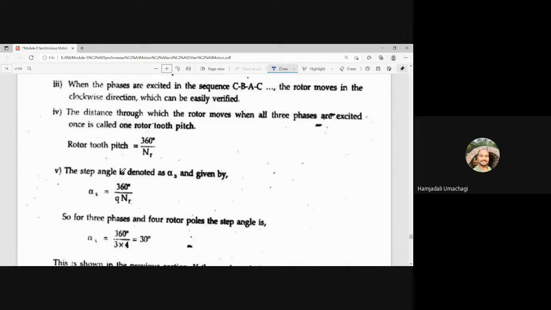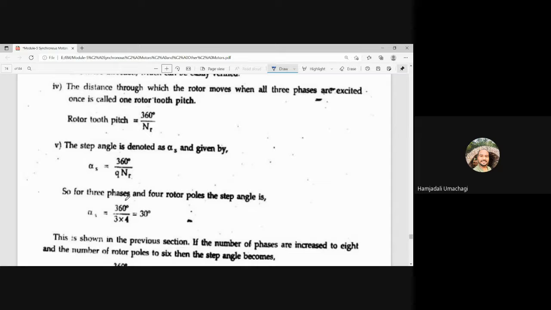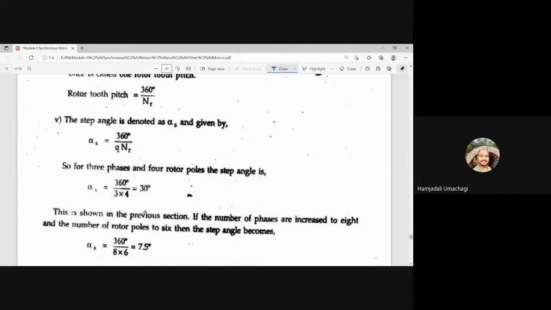Next observation is step angle, denoted as alpha s, and given by the formula 360 divided by Q into NR, where Q is the number of phases and NR is the number of rotor poles. For the above example, we have taken Q as 3 and NR as 4. So for 3 phases and 4 rotor poles, the step angle alpha s is equal to 360 divided by 3 into 4, and we get step angle as 30 degrees. This we have already seen in the previous section.